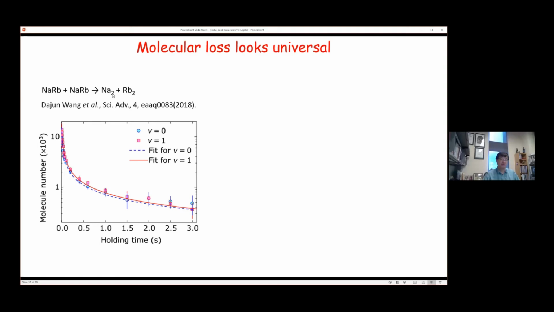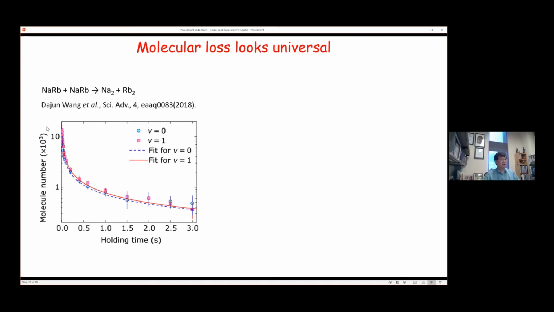is a so-called endothermic process, which means NaRb plus NaRb, if they are in the absolute ground low vibrational state, is actually lower in energy than Na2 plus Rb2. So unlike KRb, which is exothermic, in this endothermic process, if you're in the absolute ground state, this process should not go, right? Because where does the energy come from? That's why it's called endothermic.